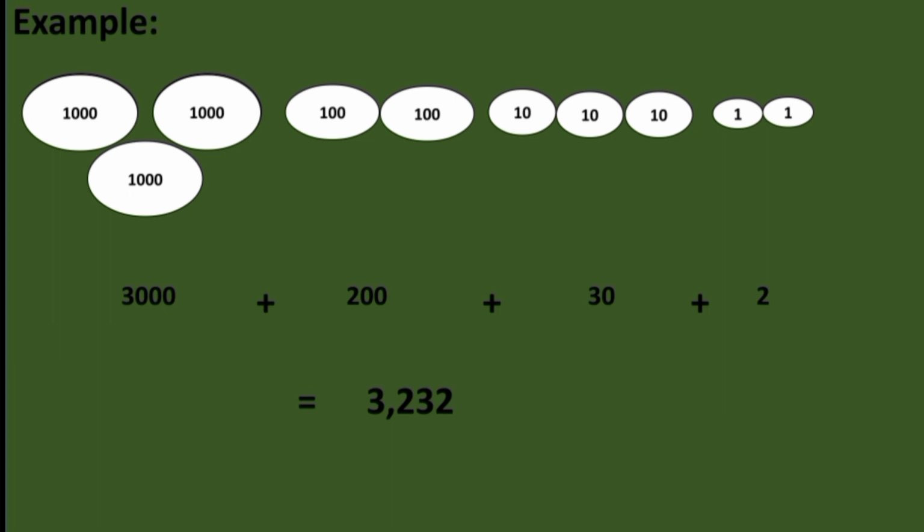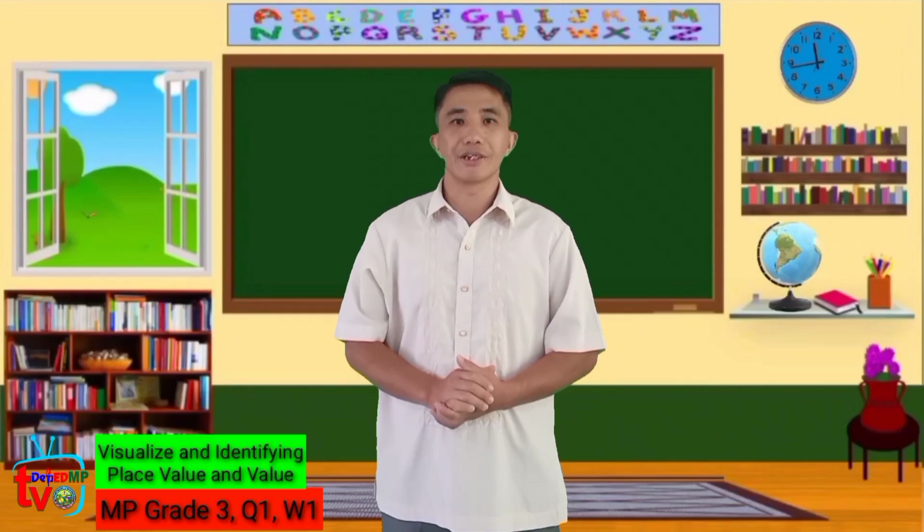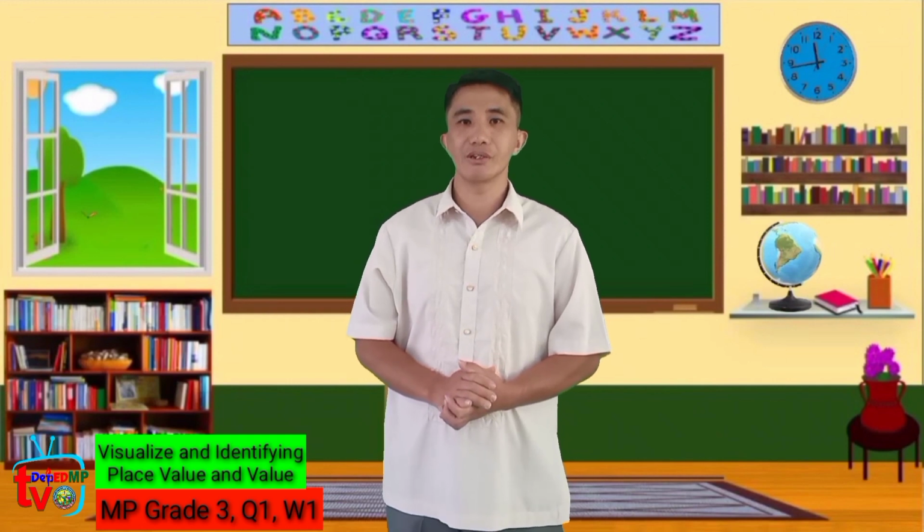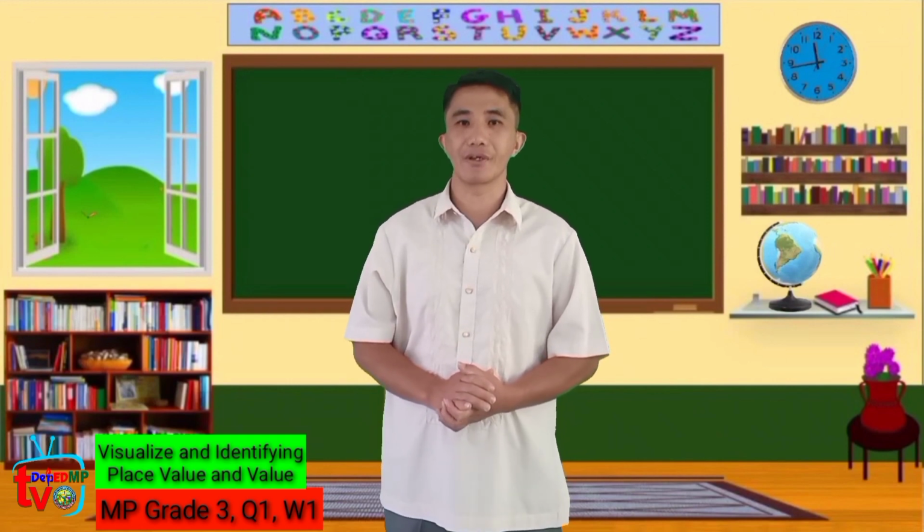In this example, there are 3 number disks that represent 1000, 2 number disks that represent 100, 3 number disks that represent 10, and 2 number disks that represent 1. If we add all the numbers represented by the number disk, we'll have 3232.